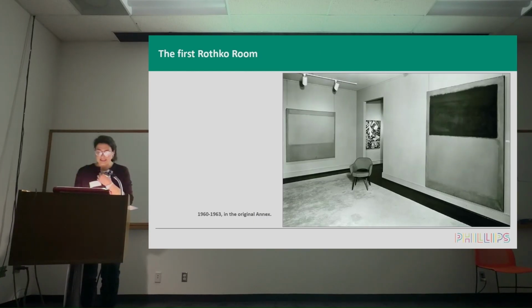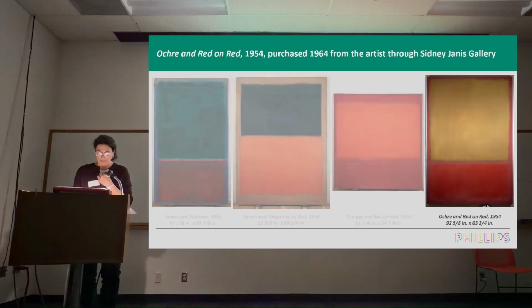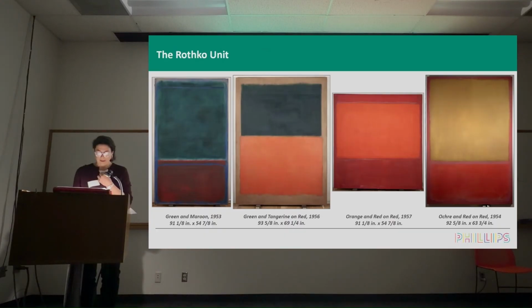In the fall of 1960, the new building opened, and Green and Maroon, Green and Tangerine on Red, and Orange and Red on Red were installed in this space. When Rothko visited the museum the following January, he was pleased with the installation, but suggested more diffuse lighting and the addition of a simple bench in the center of the gallery. In communication with Rothko, Phillips added Ochre and Red on Red to his collection in 1964, again through Janis. And after some adjustments to the gallery space, Phillips saw the 4 paintings finally installed together 2 years later in May of 1966, shortly before he died.